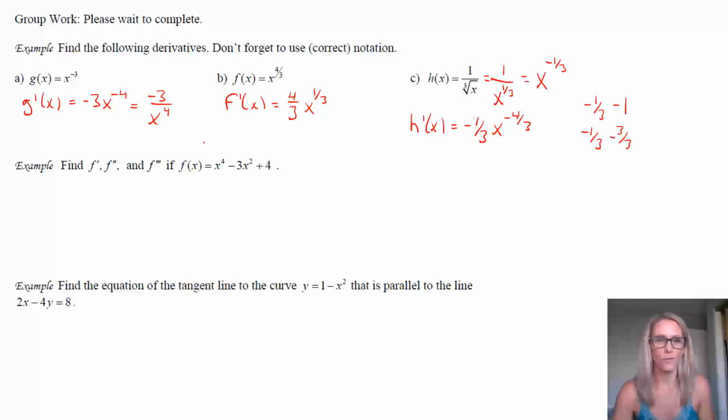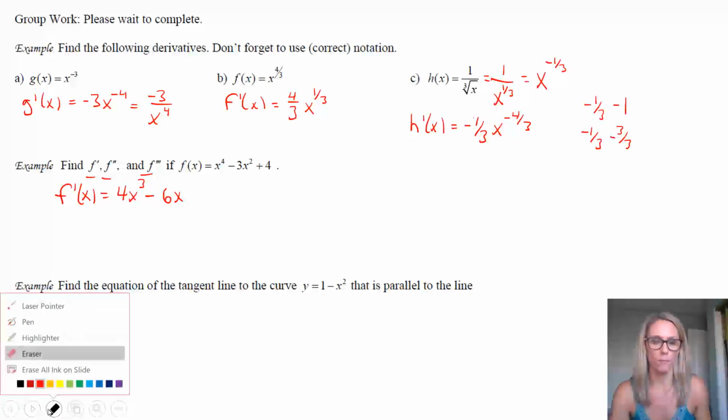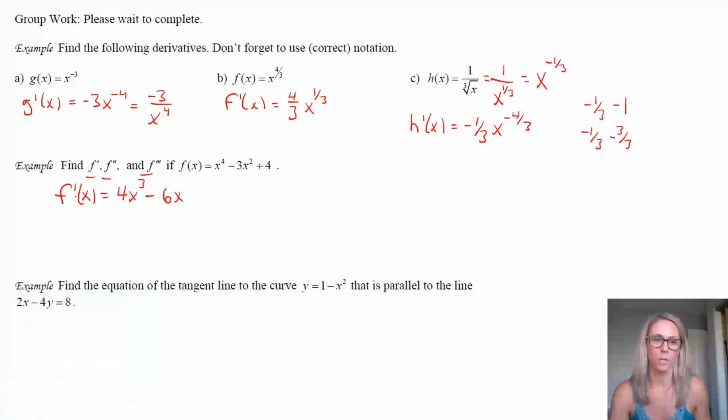Okay, so for the next one, it wants us to find the first, second, and third derivatives. It's a polynomial, so we'll really just be using the power rule here, and of course the idea of taking the derivative of a constant. So our first derivative, bring down that 4x to the 3rd. We're going to multiply the 2 by the 3, x, and then that's just going to be x to the power of 1. Then we take that derivative of 4, and since that's a constant, it is gone. So this is all we have left at the first derivative.